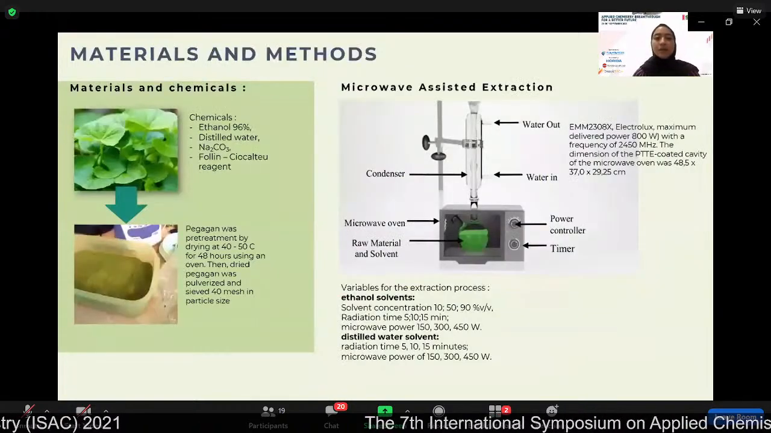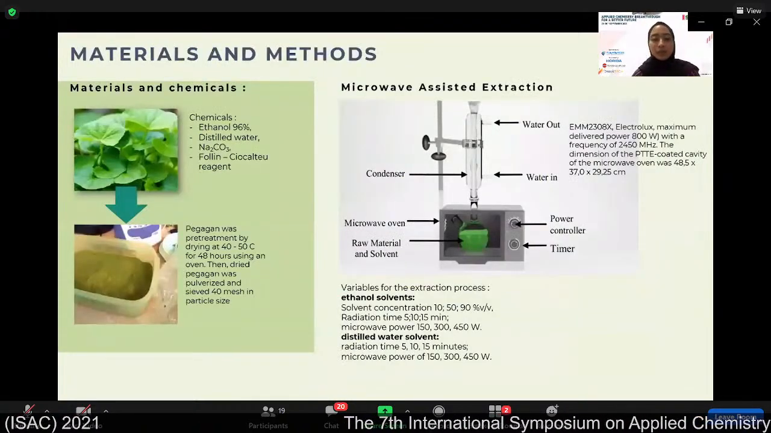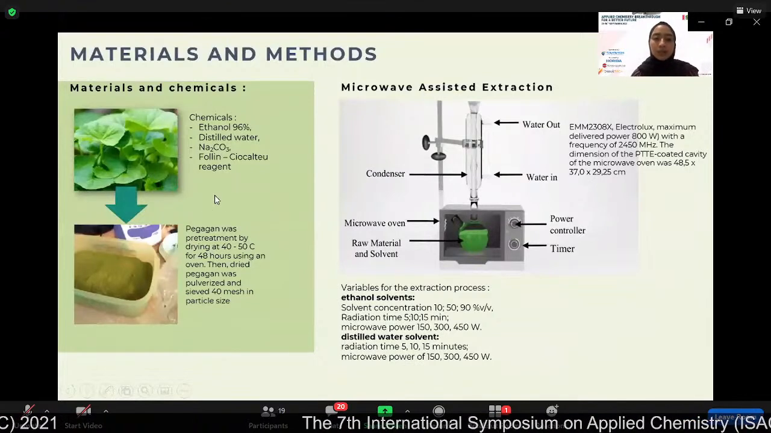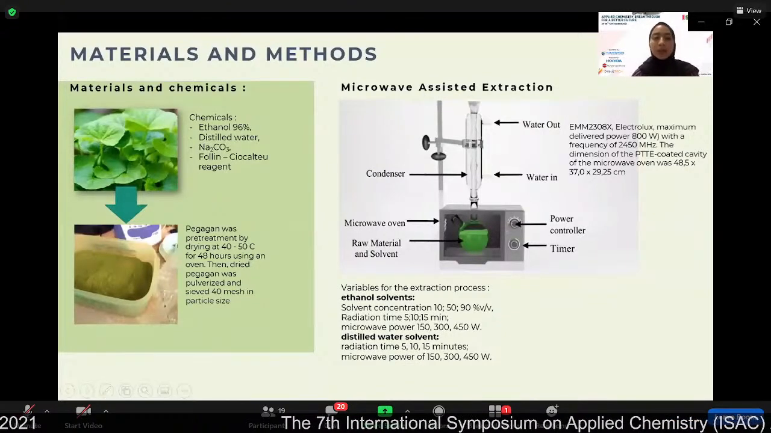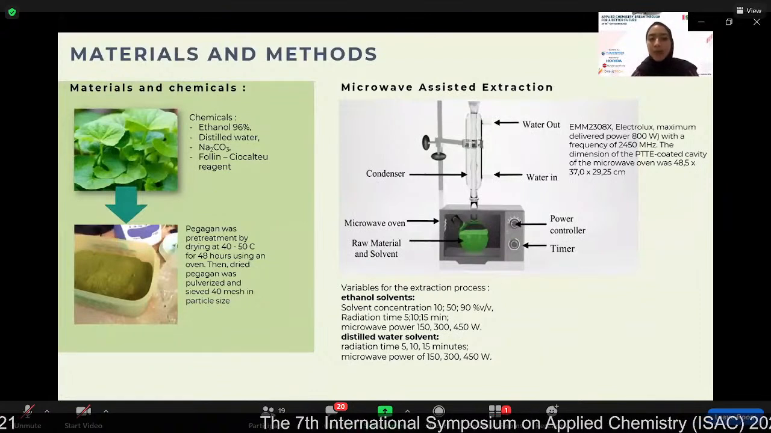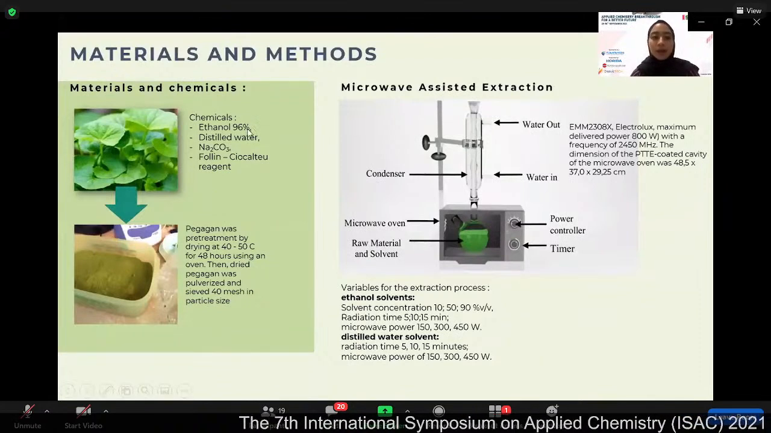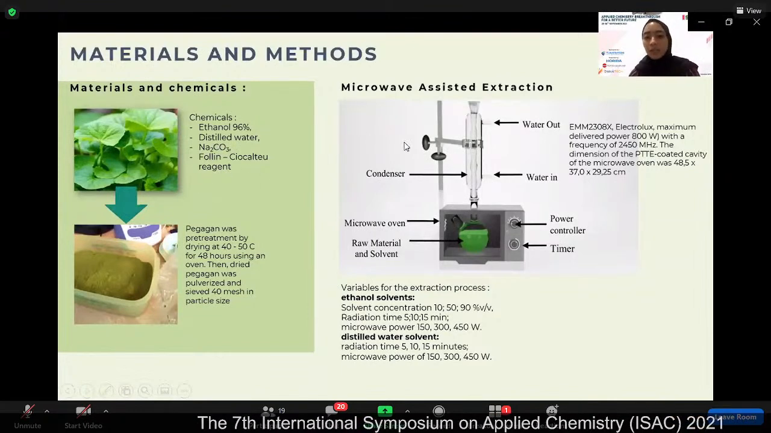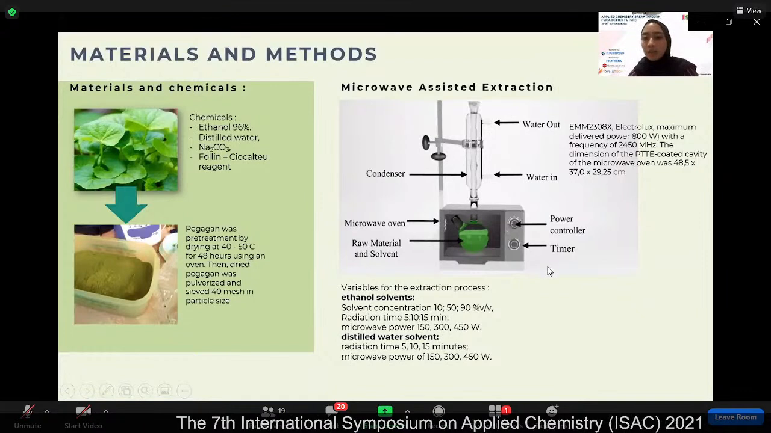And this is the material and method we use in this research. This is Centella. Centella we treated by drying and sieving to 40 mesh in particle size. And these are the chemicals: ethanol, distilled water, sodium carbonate, and Folin reagent. And this is our microwave acid extraction.